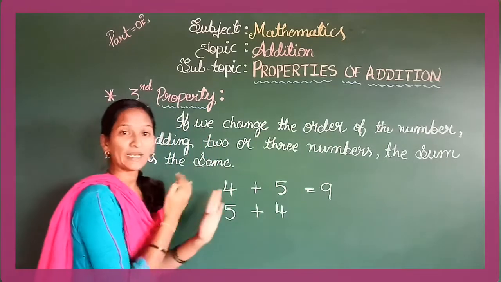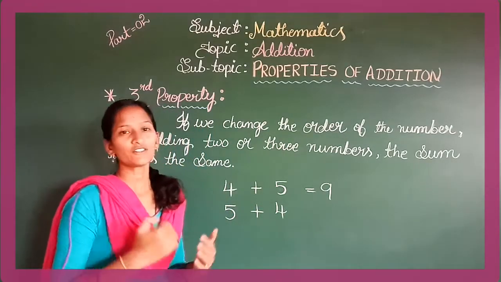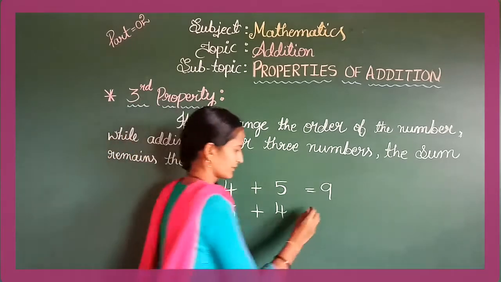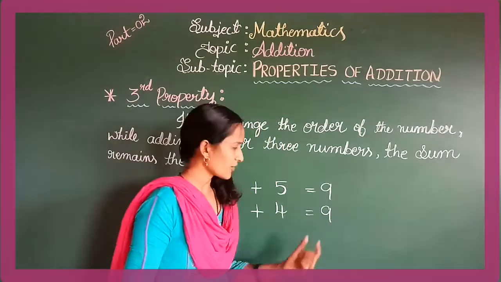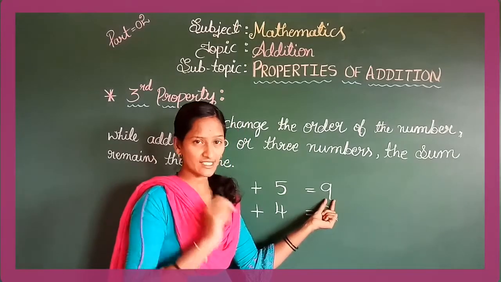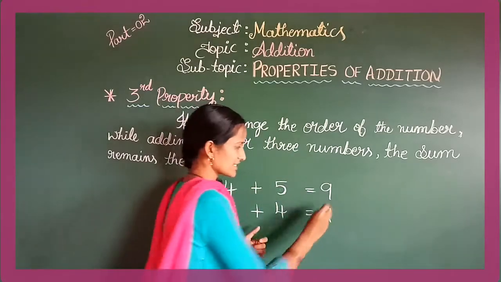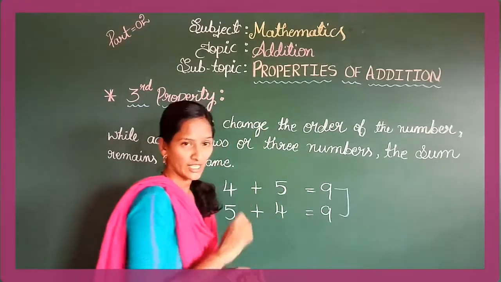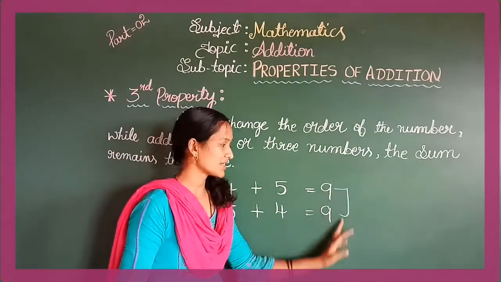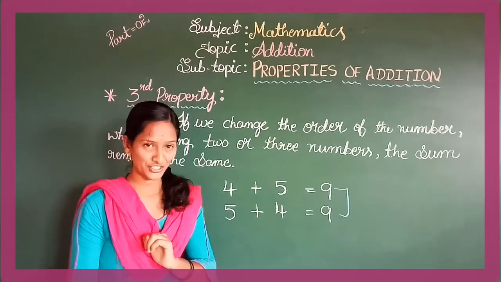I am just changing the places or orders. Yes, now 5 plus 4. What is 5 plus 4? 5 plus 4 is 9. Now observe the sum. In the first case, we are getting 9 as a sum. In the second case, here also we are getting the same number. That is 9 and 9. Both are the same. Yes, students, if you change the order, the sum remains the same in both cases. That is the third property of addition.